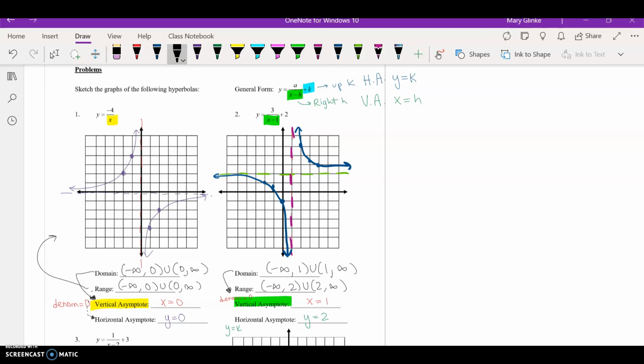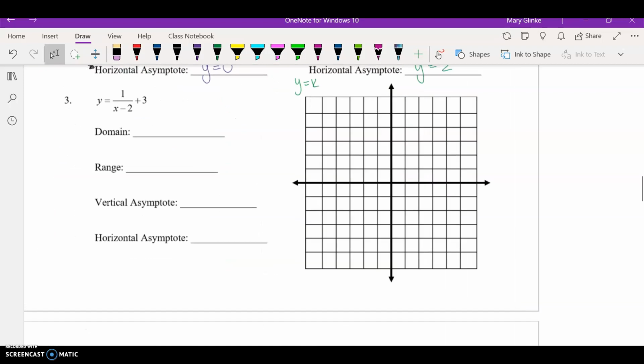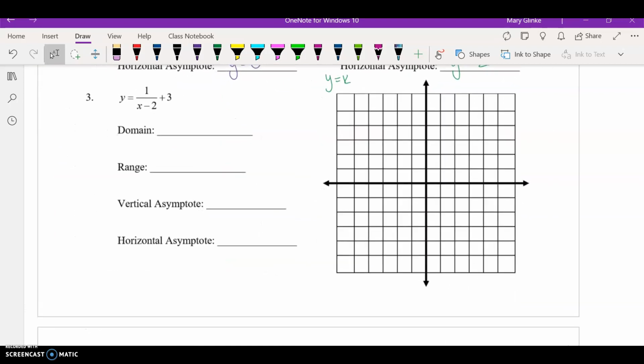Okay. So here's what we're going to do. I'd like you to go ahead and try 3. So pause the video, try it on your own, and then come back here and double check your answer, see if everything lines up.